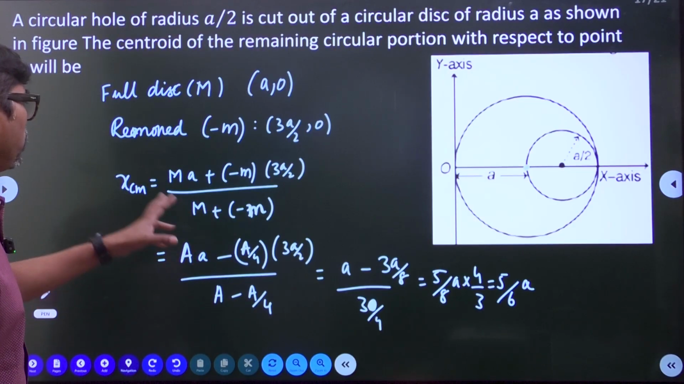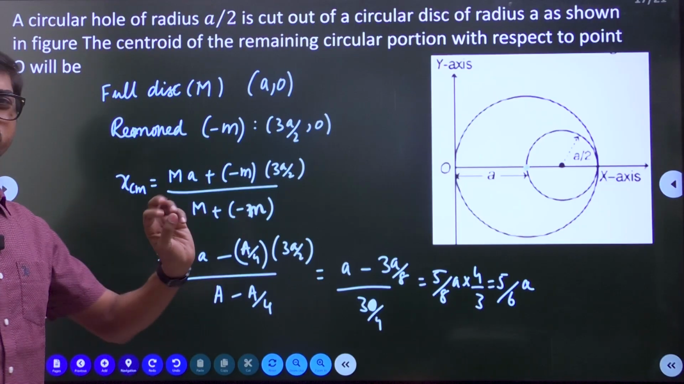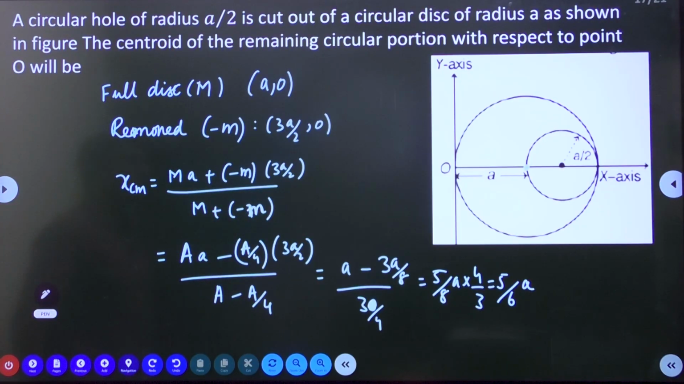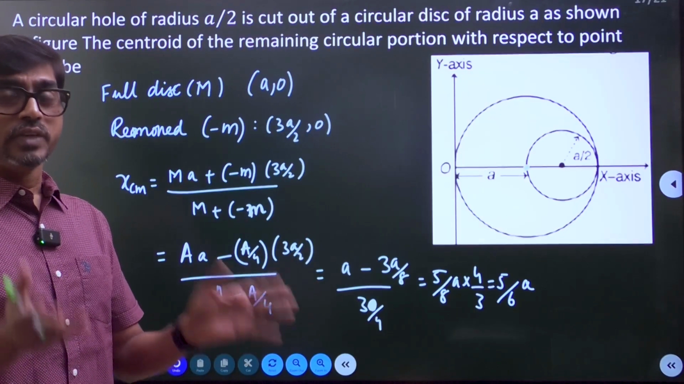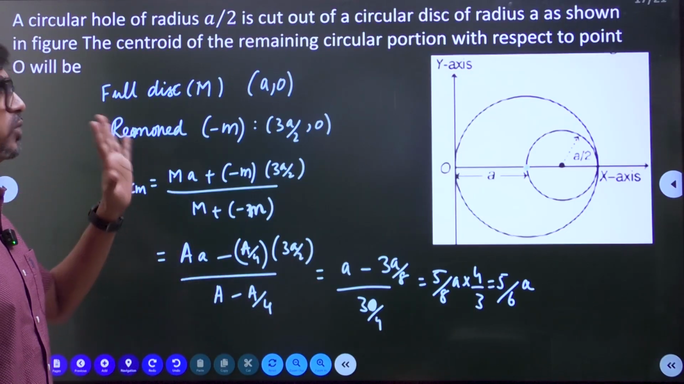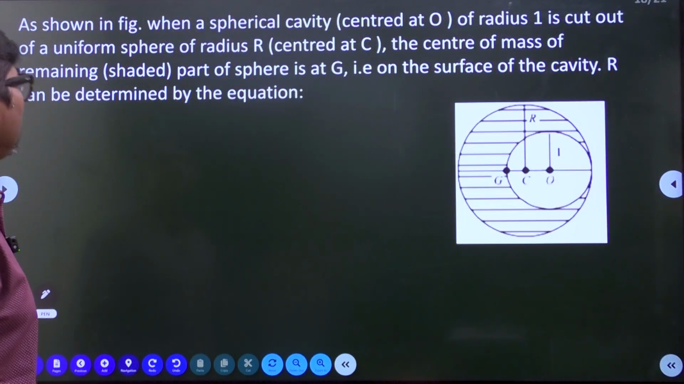So you can use this formula, m1 x1 plus m2 x2 by m1 plus m2, only. Just that the removed part you take as negative mass and solve it. You will get it very nicely. But once again I tell you, there is no physical meaning of negative mass, but mathematically it works pretty well to solve this particular problem. Okay then. Same idea. Let's go with one more question.